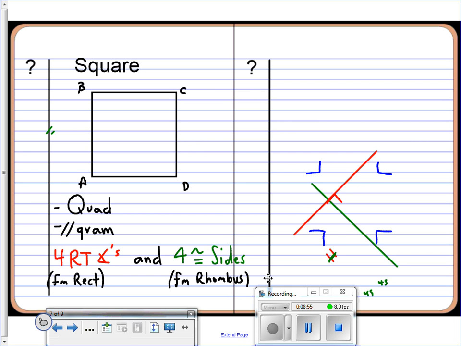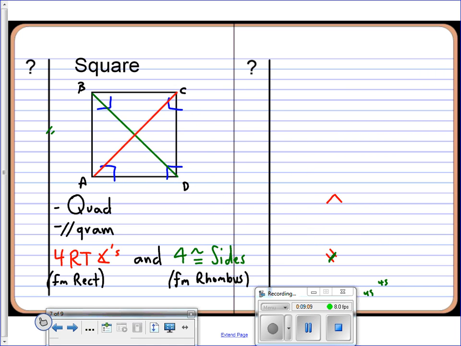There's no new features that come with this that are different from the ones in the category of rectangle and the ones of rhombus. In other words, the diagonals are congruent to each other. That's a rectangle issue, right? That comes from rectangles. We also know that there's four right angles because it's a rectangle. In addition to that, we know that these diagonal pieces are going to be congruent to each other. So if I see that, I figure it's a square.